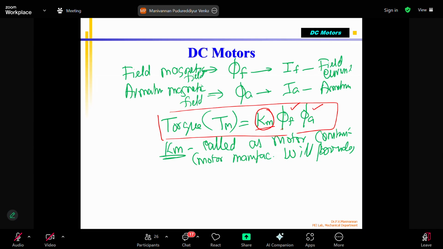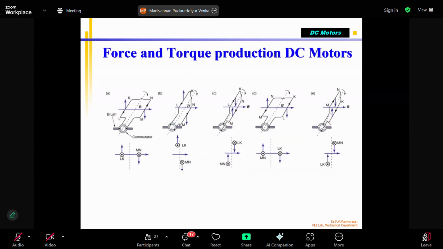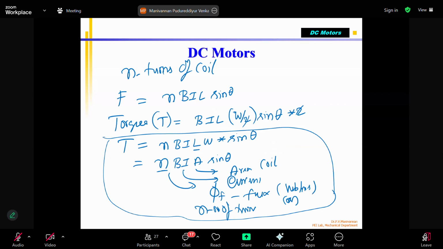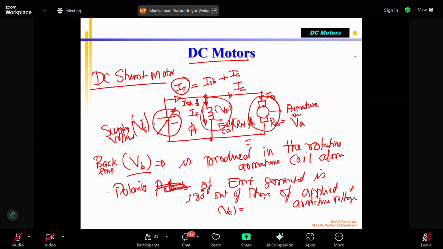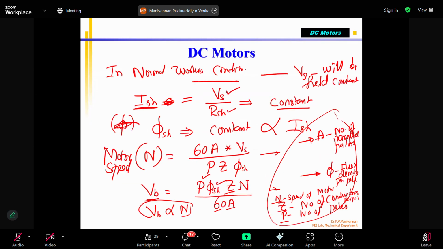Yesterday we talked. I showed the equations also. Okay, let me see. Yeah, we talked about it. Finally, the shunt motor, we gave the equations.